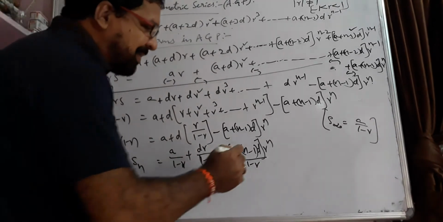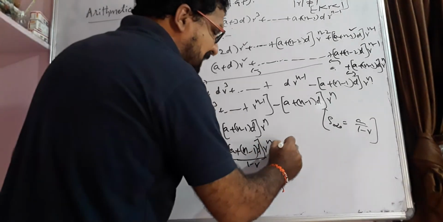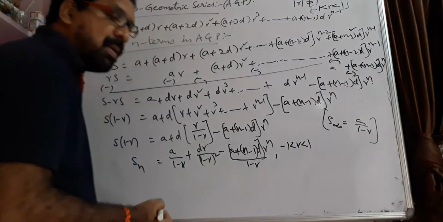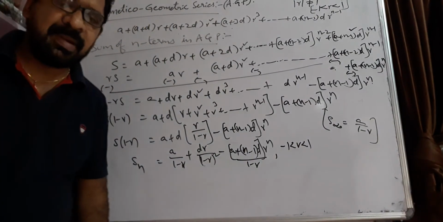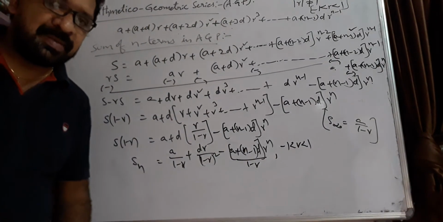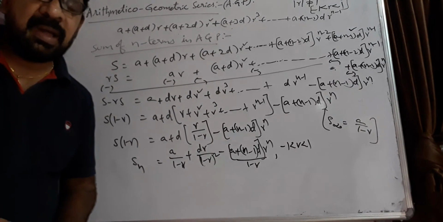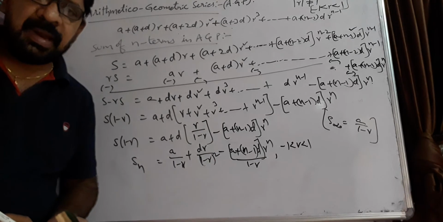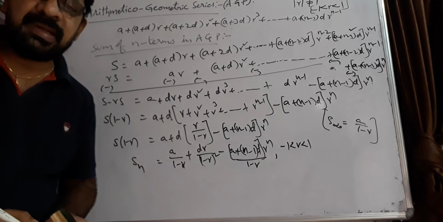So here the condition on r is minus 1 less than r less than 1, or else mod r is not equal to 1. So this is the sum of n terms in AGP. In the next video we are going to discuss problems on the sum of n terms in AGP and the sum of infinite terms in AGP.